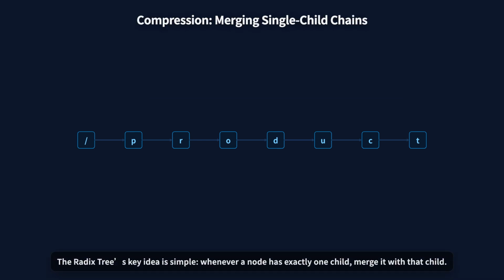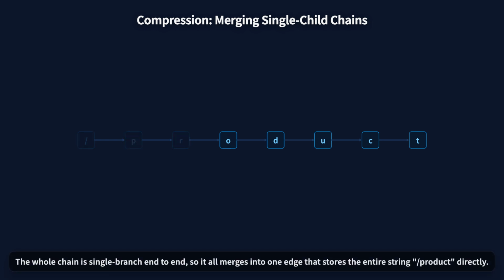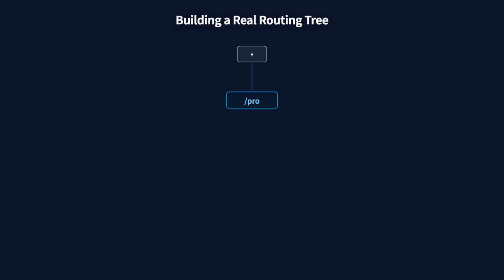The Radix tree's key idea is simple. Whenever a node has exactly one child, merge it with that child. The whole chain is single branch end to end, so it all merges into one edge that stores the entire string product directly. Now register 3 real routes: product, id, and profile.